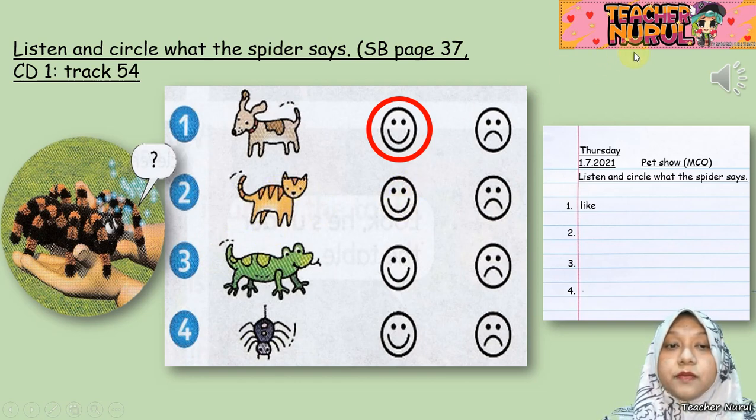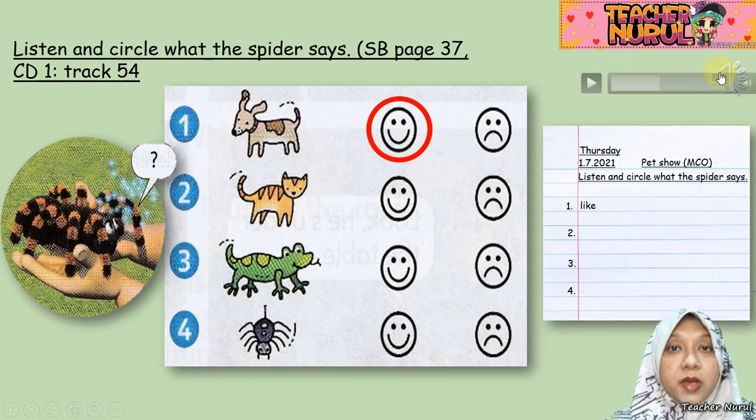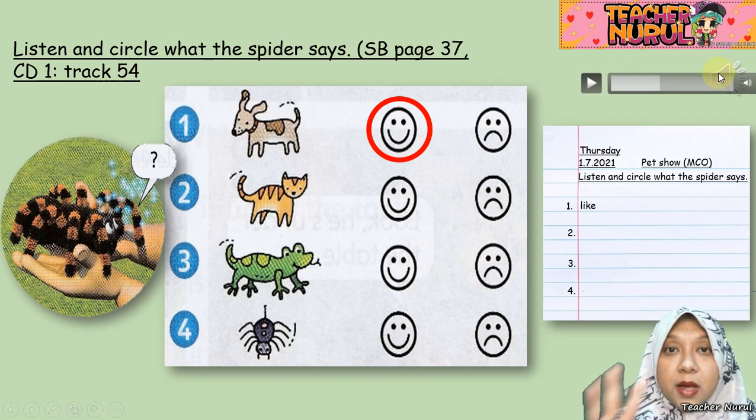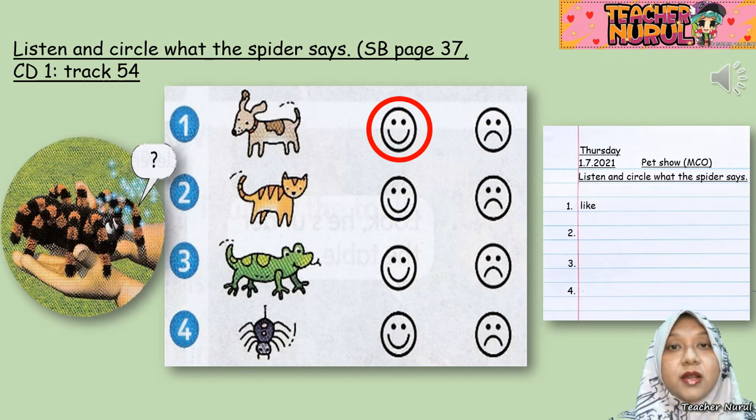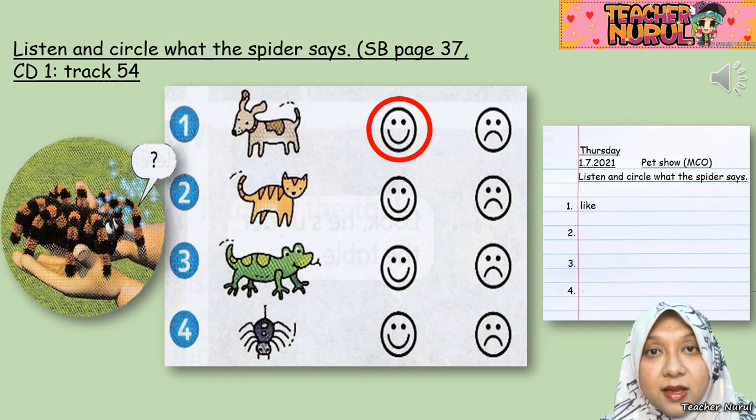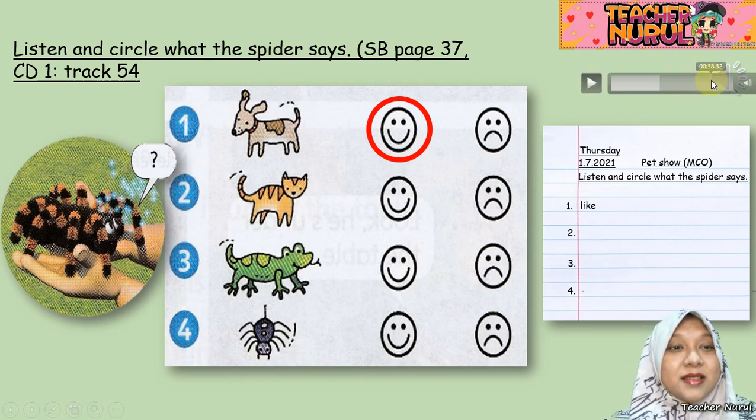Okay, now let's continue. Are you ready? Let us go for number 2, 3, and 4. So you listen and then you write down your answers immediately. Okay, let's continue.